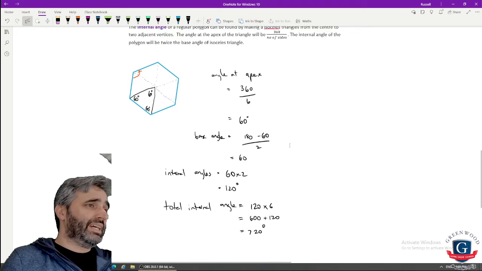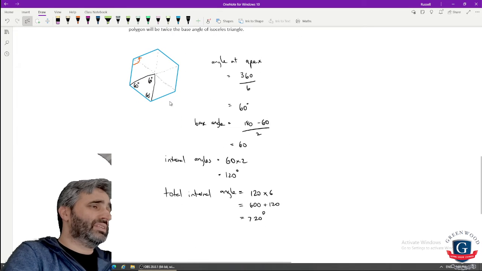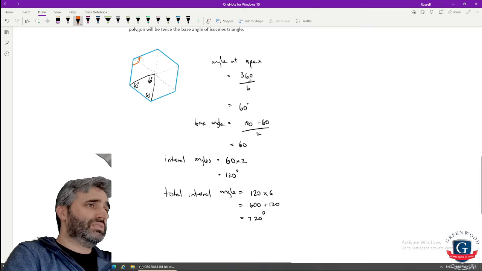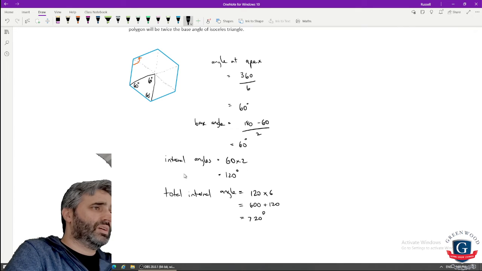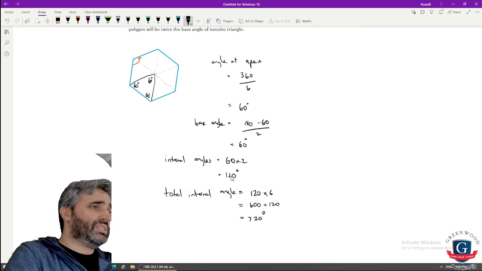If we're wanting to lay that out, we could lay it out like this. The angle at the apex of the isosceles triangle is 360 divided by 6, which would give us 60 degrees. The total of the base angles would be 180 take 60, and if we want a single base angle, we'd divide that by 2 to give us 60 degrees. Should really fix up my working here. It's a bit untidy. The internal angle itself is twice the base angle, which is 60 times 2, which is 120.